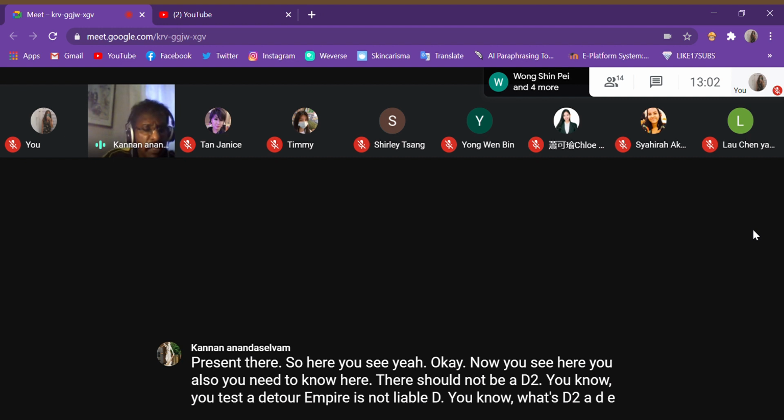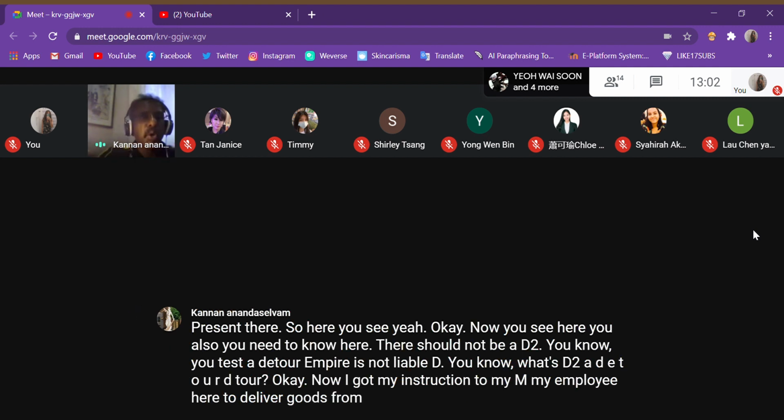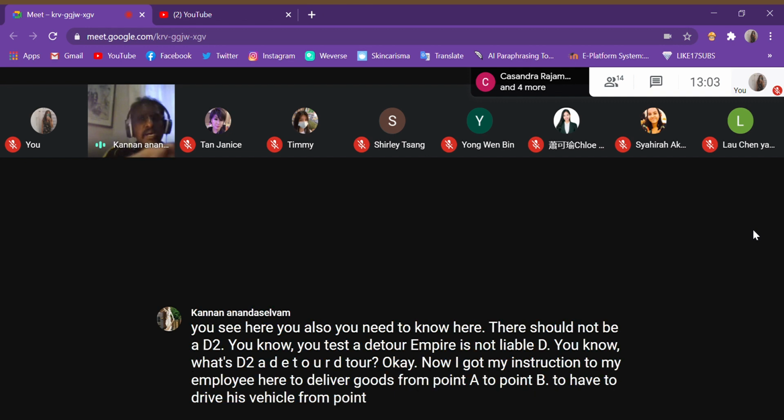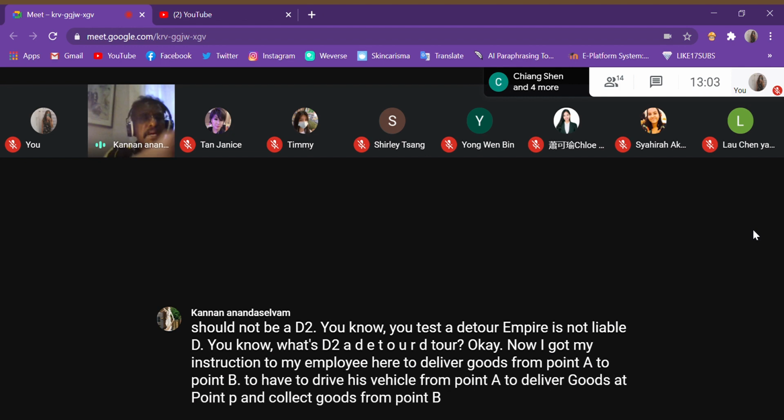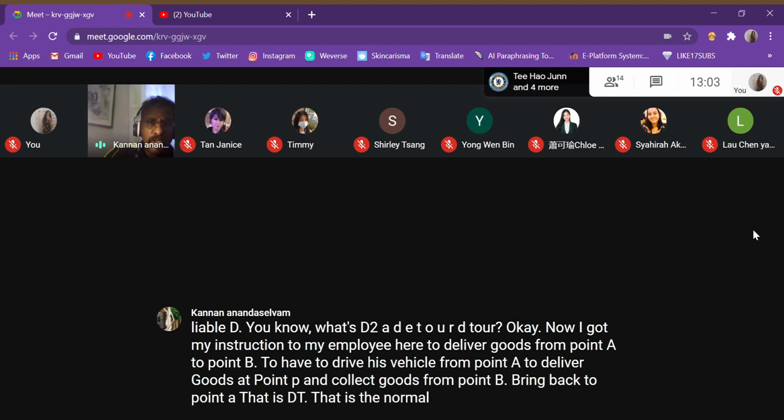D-E-T-O-U-R, detour. Okay, now, I have given my employee an instruction to deliver goods from point A to point B. So he has to drive his vehicle from point A to deliver goods at point B and collect goods from point B, bring back to point A. That is the normal routine of his duty.